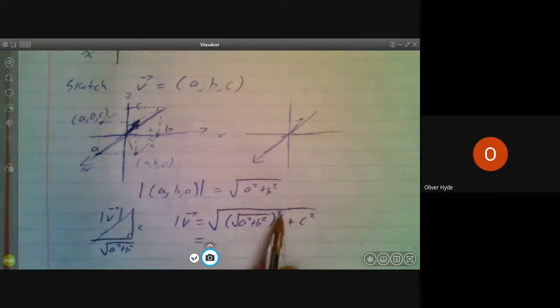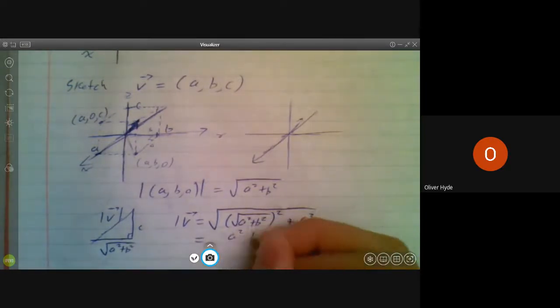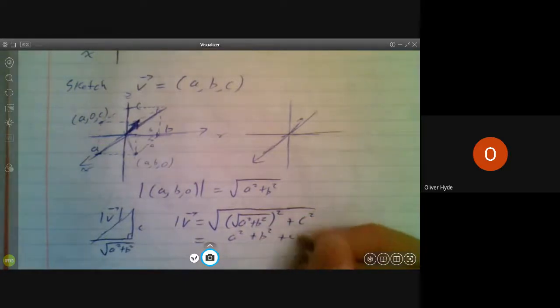What is the square of the square root of A? The sum of the square of A and the square of B. That's the sum of the square of A and B plus C.